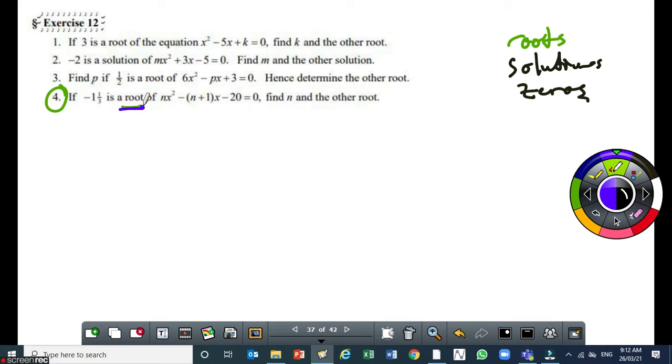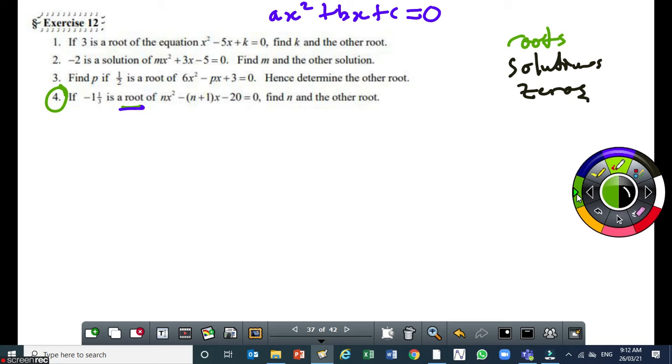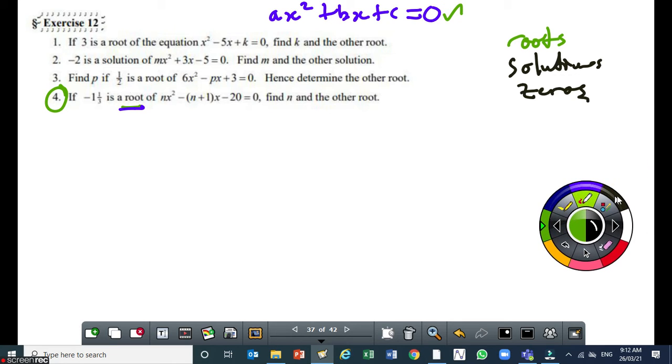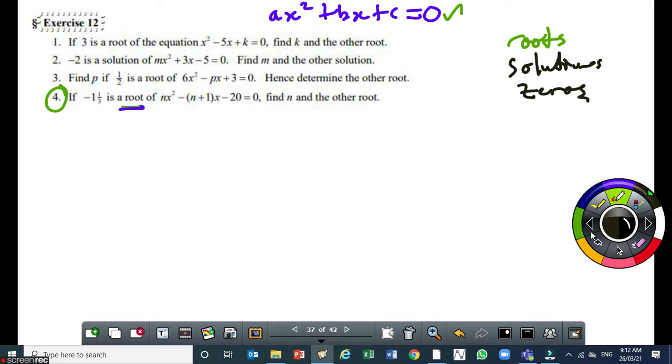So here, the quadratic equation is not given in the general form ax squared plus bx plus c equal to 0. It's not given in the general form because we don't know the value of n. We have to find the value of n and then substitute that value and simplify until we get the general form of the quadratic equation. That's why the question here has 2 parts. First, I need to find what n is. Then second, I need to determine the second root because I'm given the first root. By first root, I'm saying the first solution to the quadratic equation.